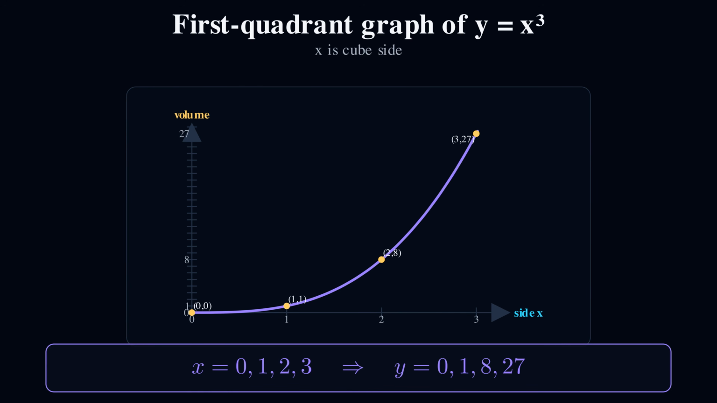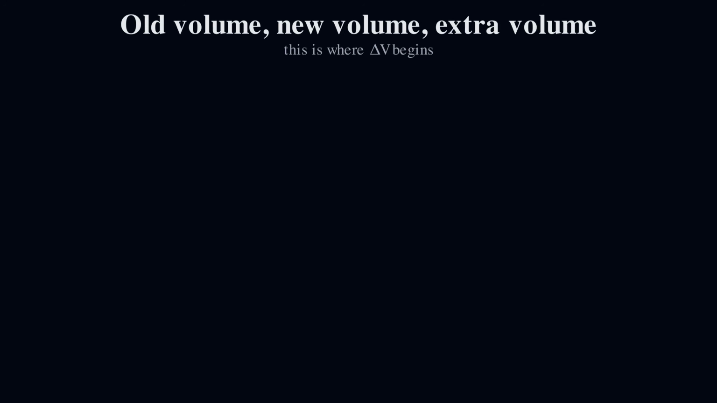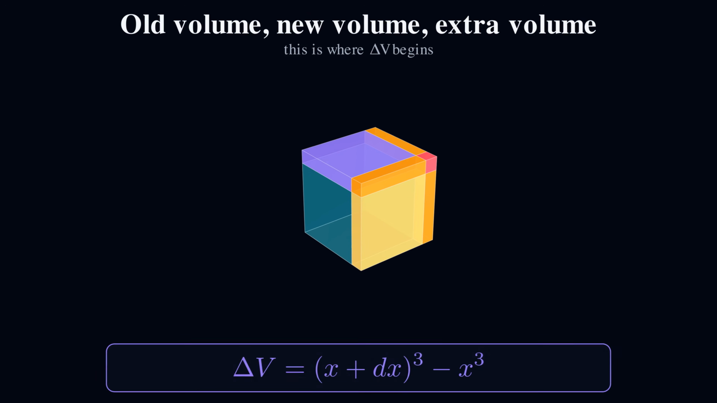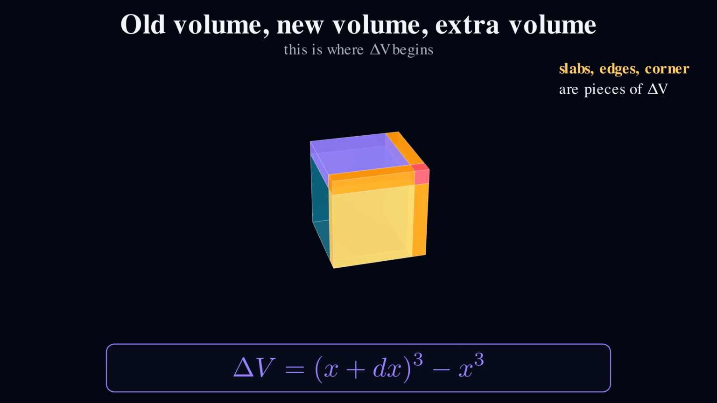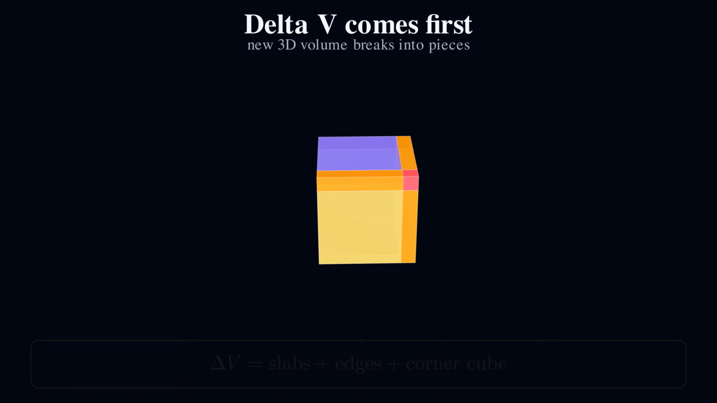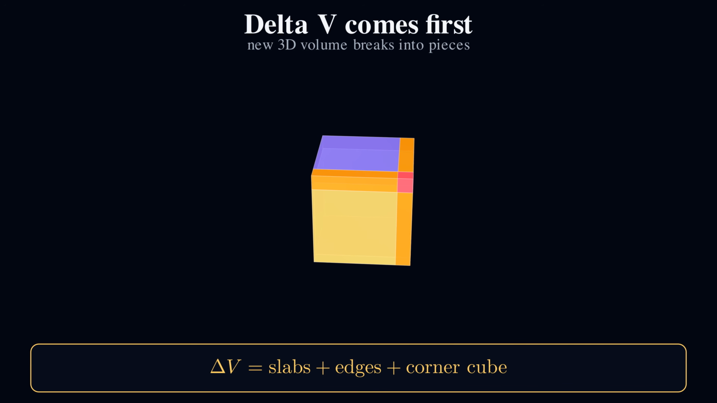The old volume is x cubed. The new volume is (x plus dx) cubed. The difference between the new volume and the old volume is delta V. The slabs, edges, and corner cube are pieces of delta V. Again, the pieces do not appear randomly. First, there is an increase in volume, delta V. When we inspect that extra volume, it breaks into 3 large slabs, 3 edge pieces, and 1 tiny corner cube.